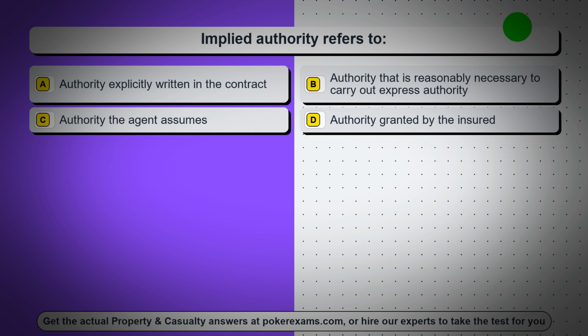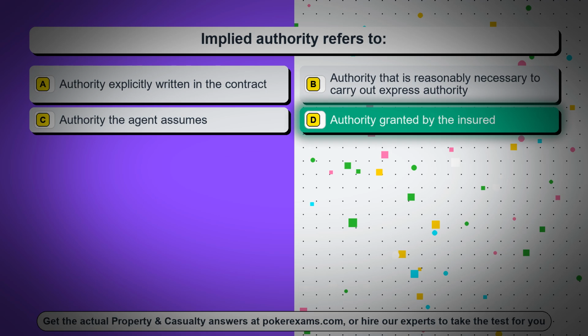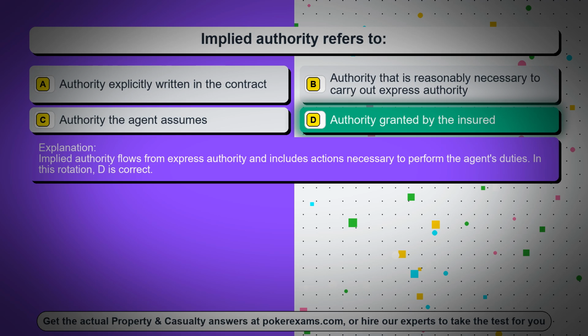Question 97. Implied authority refers to option A. Authority explicitly written in the contract. Option B. Authority that is reasonably necessary to carry out express authority. Option C. Authority the agent assumes. Option D. Authority granted by the insured. The correct answer is option D. Authority granted by the insured. Implied authority flows from express authority and includes actions necessary to perform the agent's duties. In this rotation, D is correct.